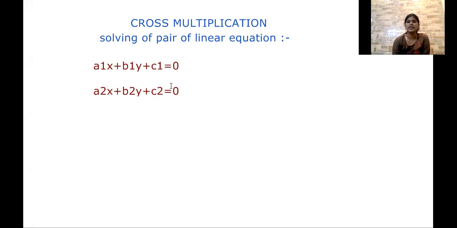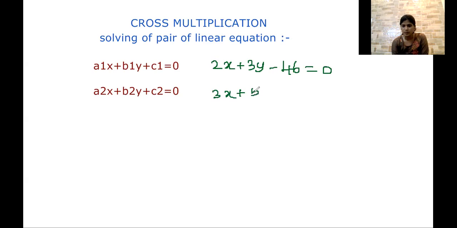So consider any pair of linear equations in this form: a1x plus b1y plus c1 is equal to 0, a2x plus b2y plus c2 is equal to 0. Let me write an example for this. It is 2x plus 3y minus 46 is equal to 0, and 3x plus 5y minus 74 is equal to 0.